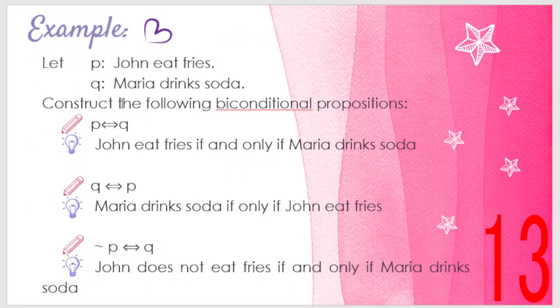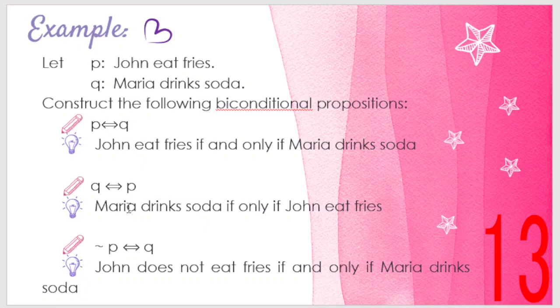Let P be John eats fries, and Q be Maria drinks soda. Construct the following biconditional propositions. First, we have P if and only if Q. P here is John eats fries, our connective is if and only if, and our Q here is Maria drinks soda. So the symbolic form of P if and only if Q will be: John eats fries if and only if Maria drinks soda.